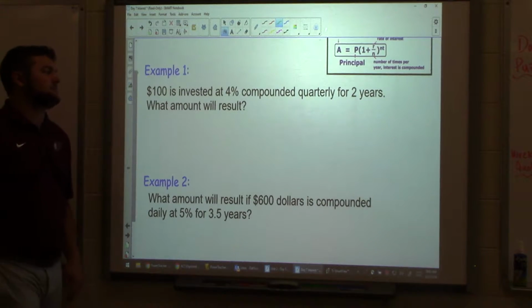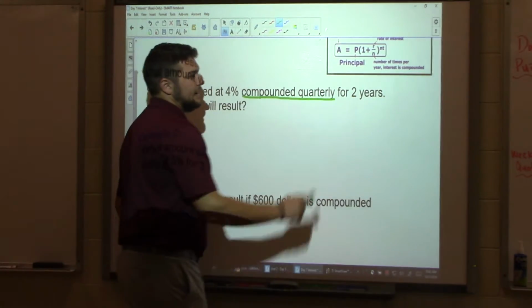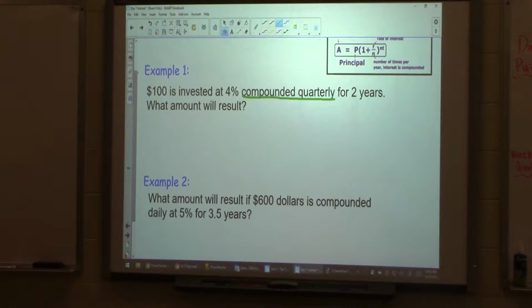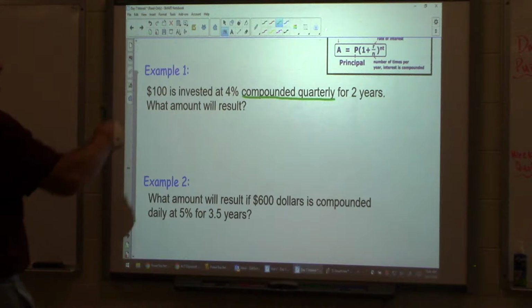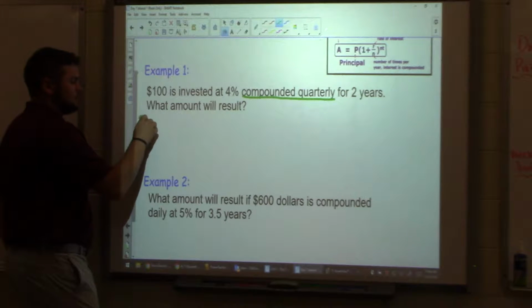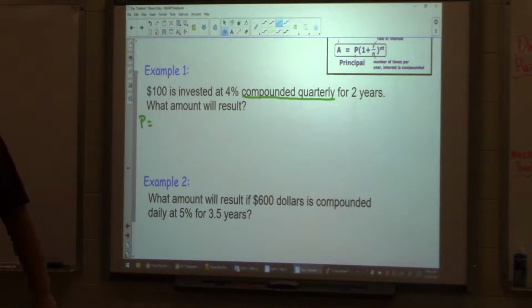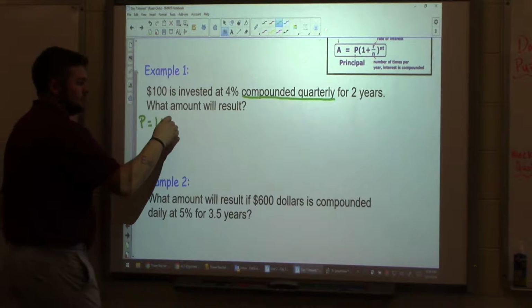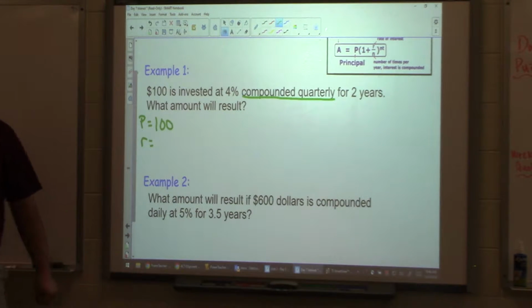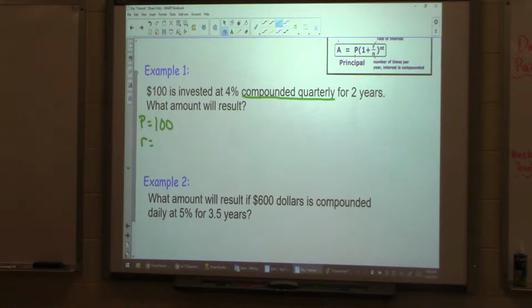Alright, example 1. $100 invested at 4% compounded quarterly. That tells me I'm using the compound interest formula. If it doesn't say the word compounded in the problem, we are not using this formula. For 2 years, what amount will result? Well, what is my principal? What am I starting with? How much money am I starting with? $100. So your initial amount or your principal is 100. What is the rate that I'm using? My interest rate?